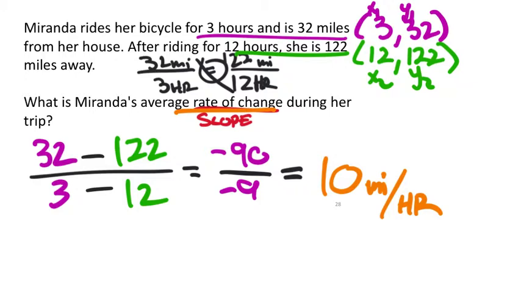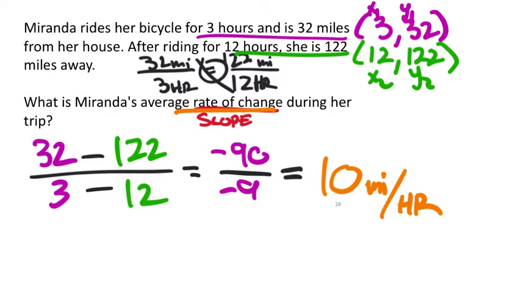And even from this, 10 miles per hour, you could say, well, how far away from home was she when she started? It appears that she was 2 miles away. Not that we needed to know that, but you could figure it out. The way I looked at this is I said, well, in 3 hours, she's 32 miles. So I just went back an hour, which would have been 22, and then another hour would have been 12, and then another hour, which would have been 0 hours. And that would have been 2 miles away.